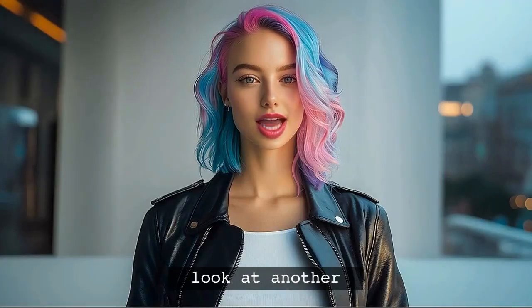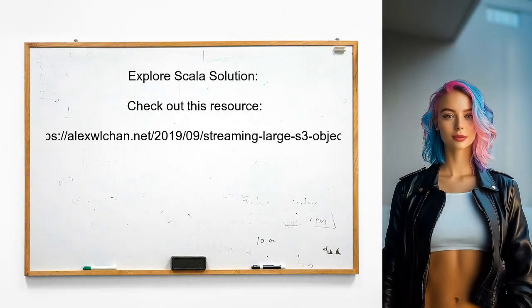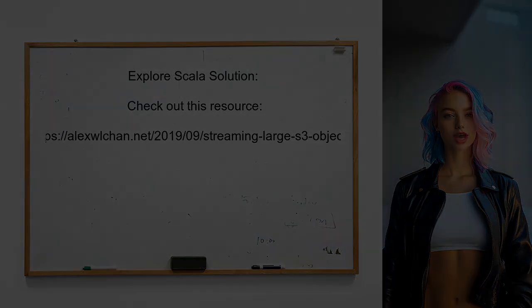Let's take a look at another answer from another user. An alternative approach shared by a user involves using the AWS Java SDK version 2. They made updates to the original method, allowing for authorized connections and modifying the lazy holder class. This solution provides a custom input stream for S3 files, ensuring that large files can be read without size limitations. For those interested in a Scala solution, the user also recommends checking out a resource that discusses streaming large S3 objects. This could provide additional insights into handling large files efficiently.